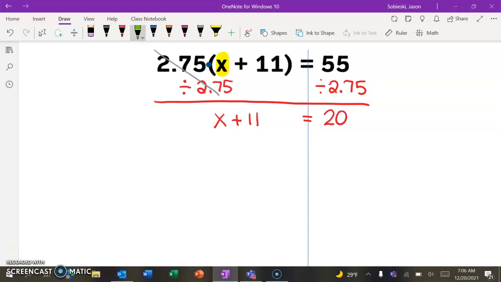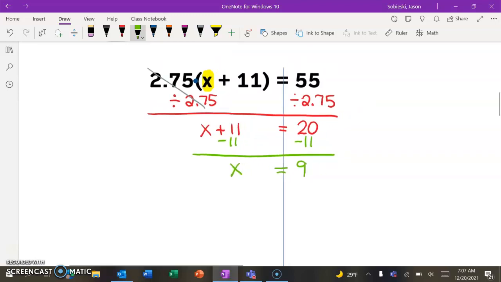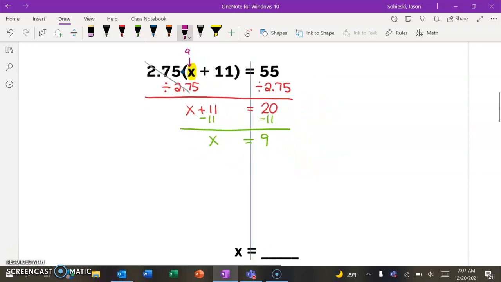We can switch to another color. X is still being changed now by just a plus 11. So we're going to go minus 11 on both sides. And all that is going to give us is x is equal to 9. And of course, if we were maybe unsure of our solution, or we just wanted to double check it, you could go back to your original equation, and instead of writing in x, you could substitute a 9 in. And just make sure the left-hand side and the right-hand side are equal.